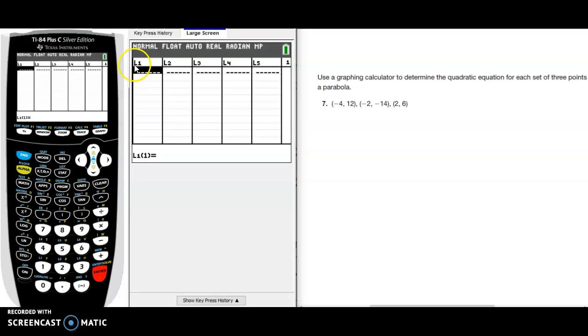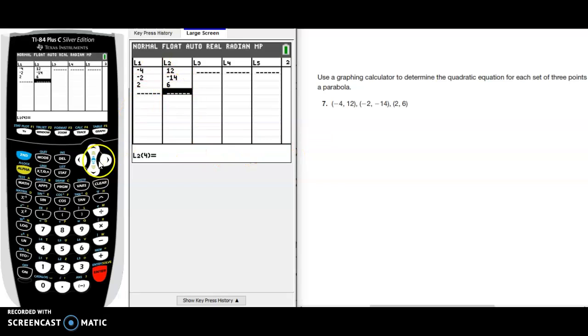L1 stands for list 1, and in list 1 I'm going to enter all of the x values of my 3 points. The x values are -4, -2, and +2. Then I'm going to arrow over to list 2 and list their corresponding y values: -4, 12; -2, -14; and +2, +6. This just tells your calculator which points we're trying to find the parabola through.